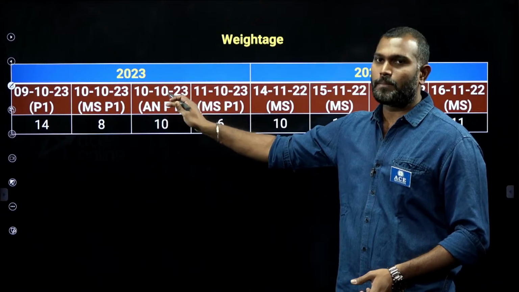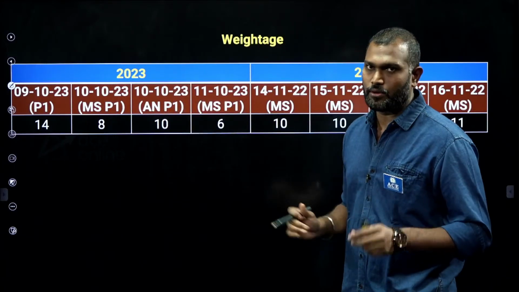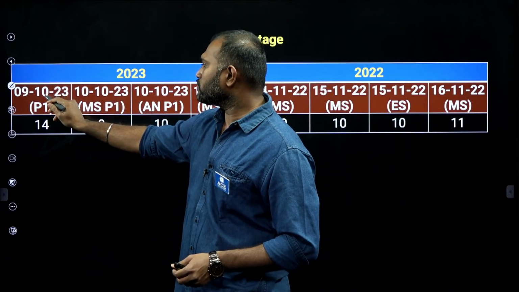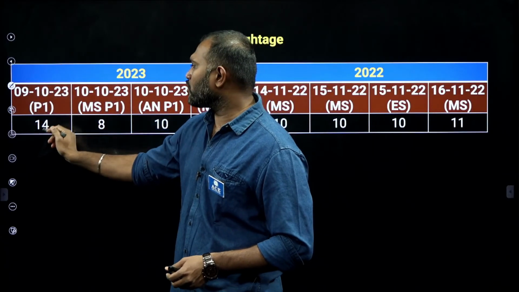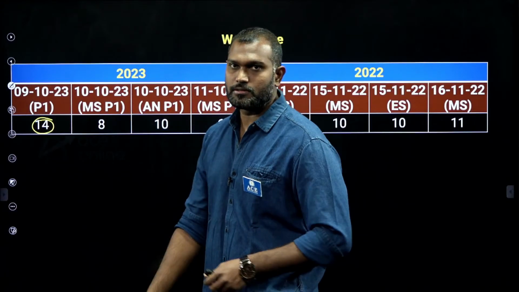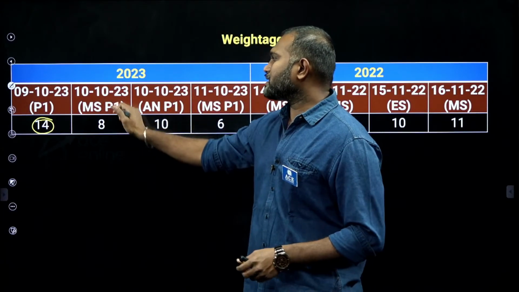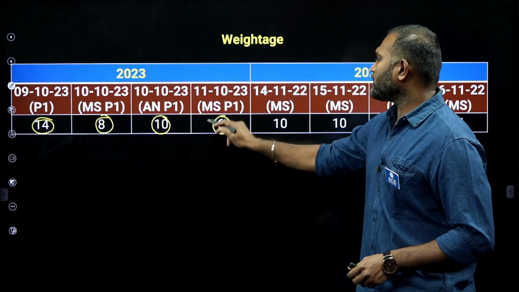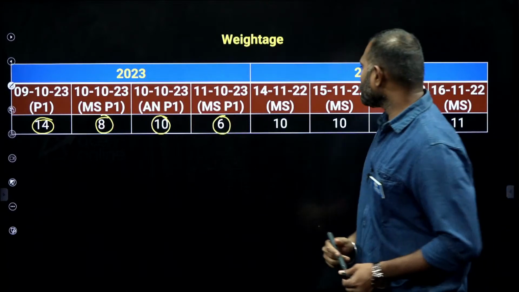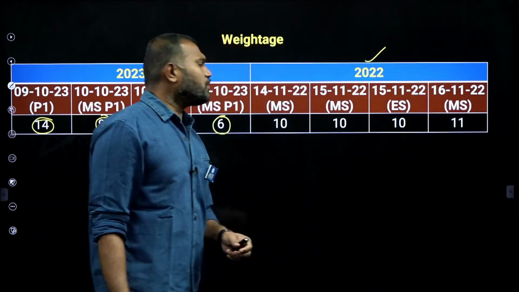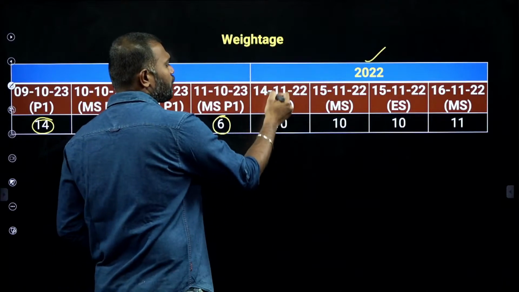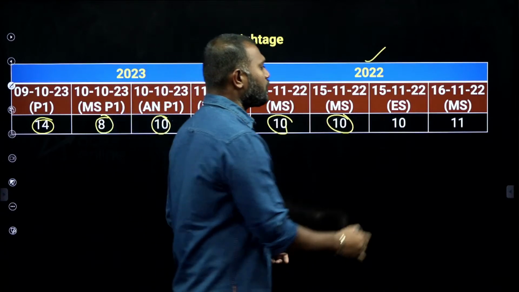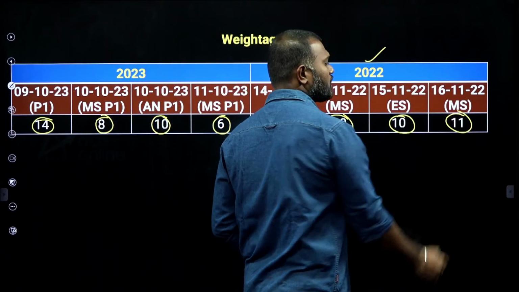So if you see, this is paper 1. What I'm discussing over here is paper 1 only. On 9th October 2023, in paper 1, we got 14 questions. On 10th in the morning session, 8 questions. On the afternoon session, 10 questions. 11th morning session is going to be 6 questions. In 2022, on November 14, in the morning session 10 questions, on 15th morning session 10 questions, 15th evening session 10 questions, 16th morning session has 11 questions.